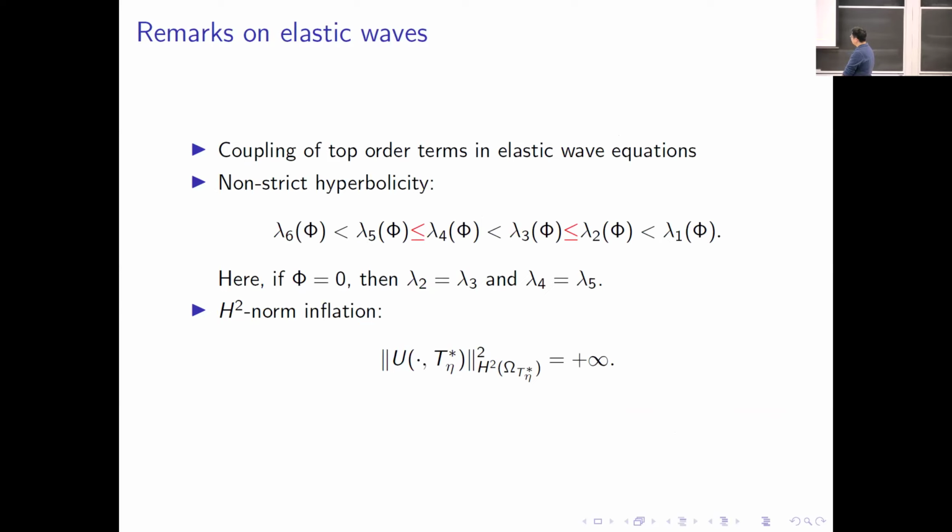The first interesting thing is we find that both systems are actually not strictly hyperbolic. There are 6 eigenvalues, but lambda 5 and lambda 4, and the other pair, lambda 3 and lambda 2, could be very close to each other. In particular, if your phi is 0, lambda 2 and lambda 3 are the same, and lambda 4 and lambda 5 are the same. In the end, we want to show there is H2 norm inflation.